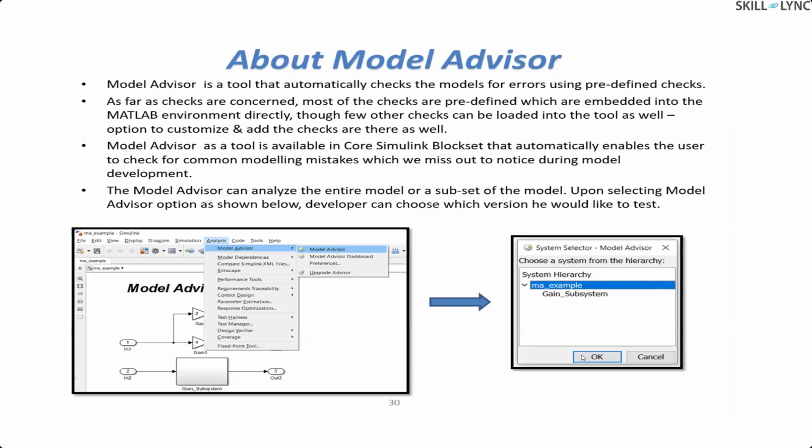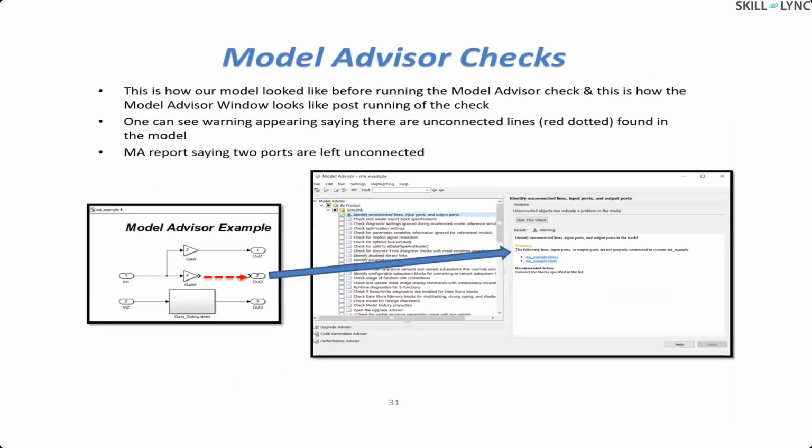Once you open the model advisor check and you run it, it will throw some set of warnings and error messages. Based on these warnings and error messages, you may have to make changes to your model. The reason why these warnings or error messages usually come is that you have developed a model, your model might have the correct logic, but it is not the standard that is expected.